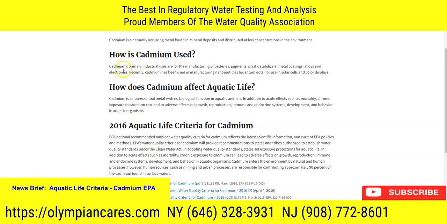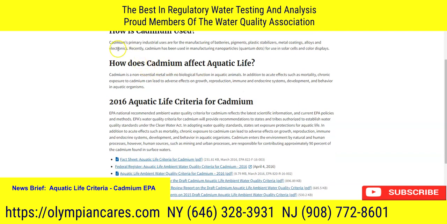Now, how is cadmium used? Primary industrial uses are for manufacturing of batteries, pigments, plastic stabilizers, metal coatings, alloys, and electronics. And recently, cadmium has been used in manufacturing nanoparticles, quantum dots, for use in solar cells and color displays.